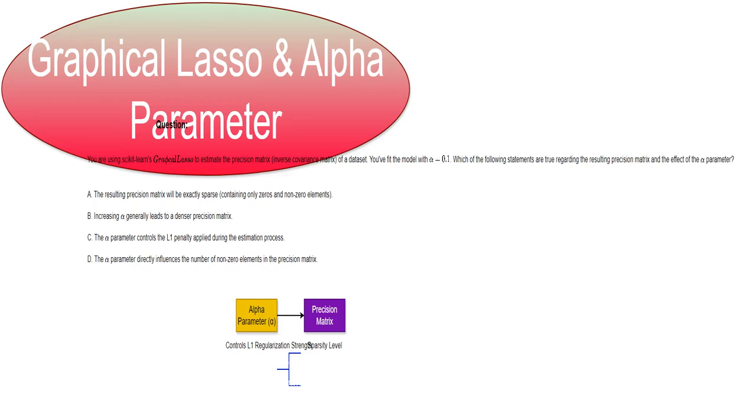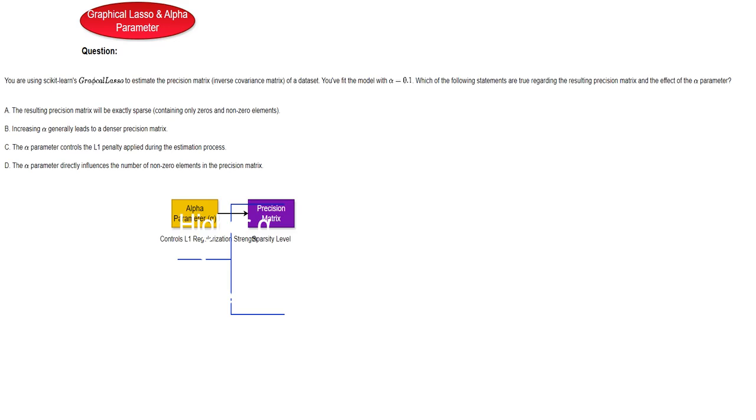GraphicalLasso is a technique used to estimate a sparse precision matrix. Alpha is the key parameter that directly influences how sparse the resulting precision matrix will be. It is at the heart of the question. This means if you increase alpha, you'll end up with a sparser precision matrix, more 0 values, implying fewer relationships between variables in the dataset. Think of it like sculpting. The alpha is your tool to carve out a more refined and clearer result.